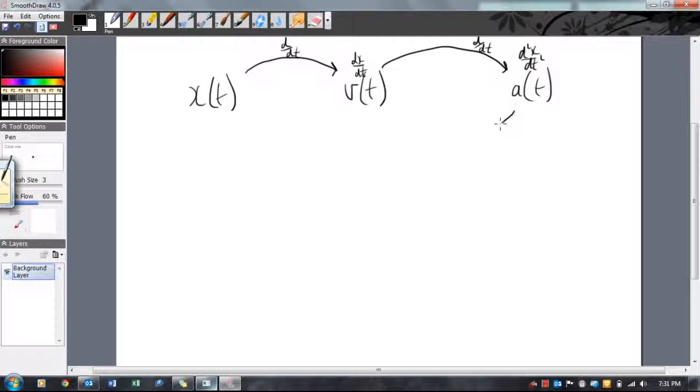If we go back in the other direction, we've got the acceleration function. How do we get to velocity? Well, it's the opposite of the derivative. We'll take the integral of a(t) dt, and that gets us to the velocity function.